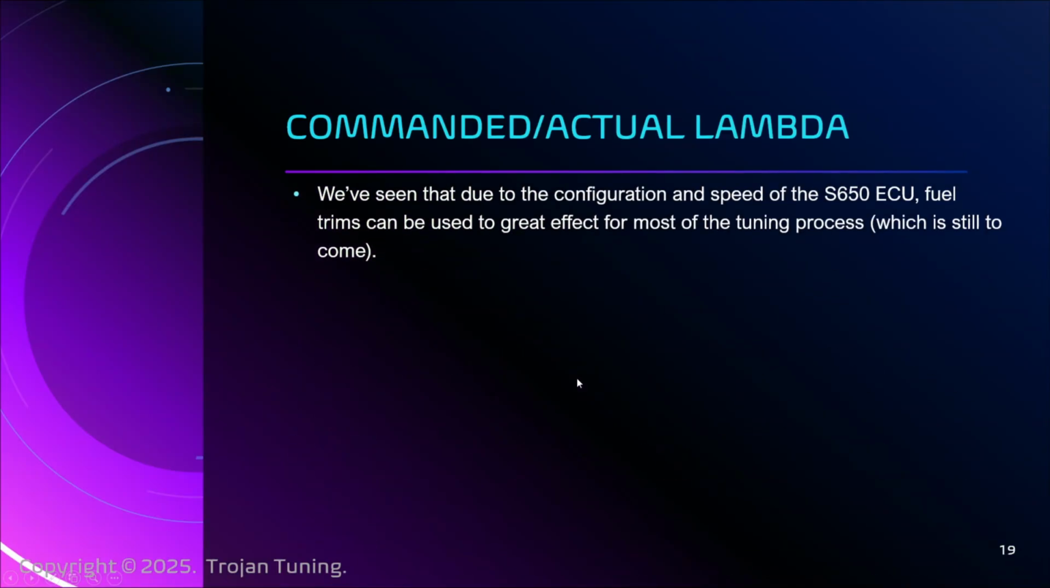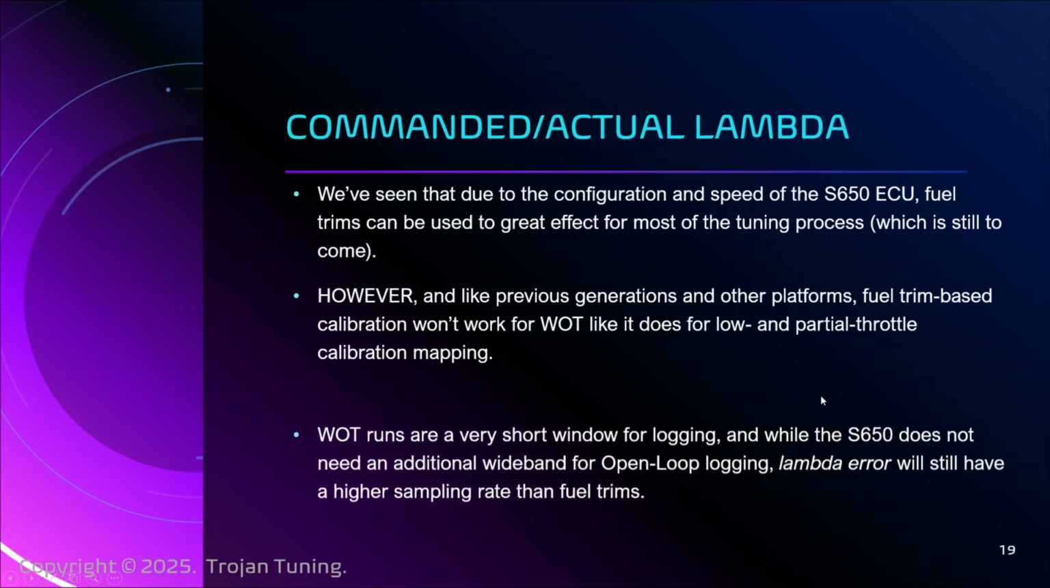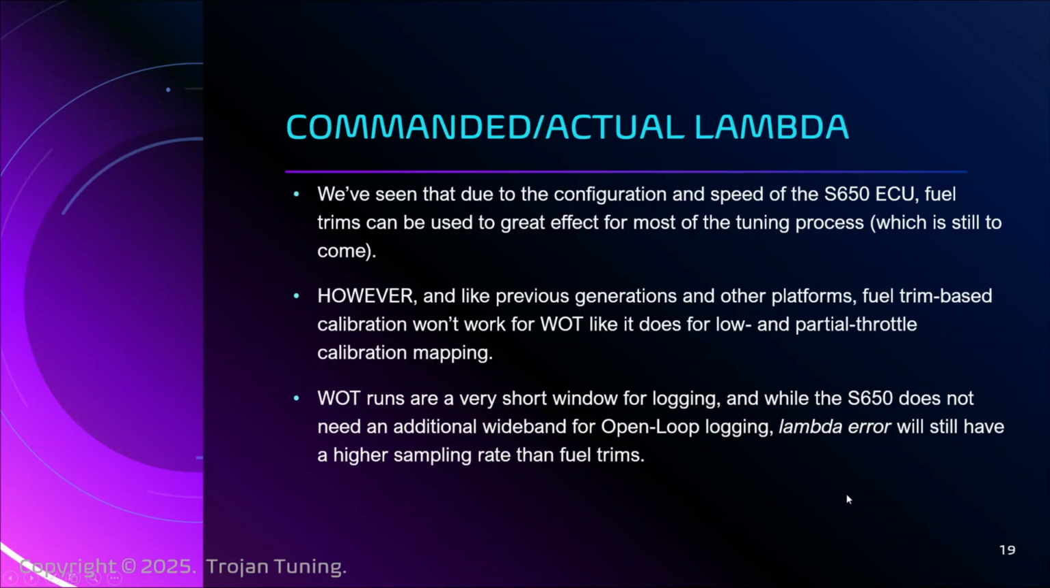Okay, final set of topics here. Because the S650 is a platypus, we can use fuel trims a lot, right? More than other platforms to do a lot of our tuning, which is easier. However, fuel trim based tuning won't work for wide open throttle like it does for the low and partial throttle calibration. For wide open throttle, we want to use different sensors because it's a much shorter window for logging, and we don't need the additional wideband. But the lambda error sensors will have a higher and more reliable sampling rate than using fuel trims.